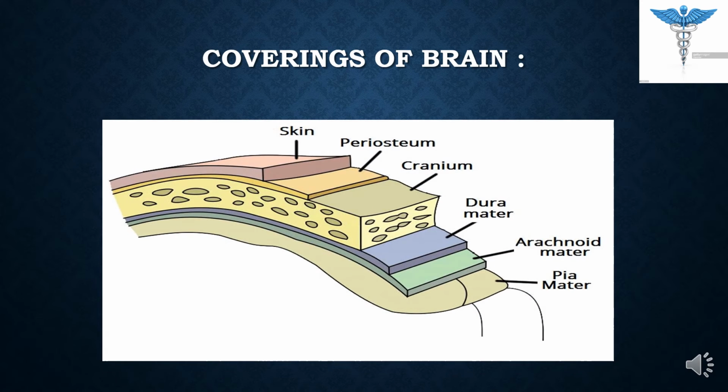The meninges are basically the covering of the brain. Outermost we can see the skin and then periosteum which is the covering of the cranium, and then we have three layers: the dura mater, arachnoid matter and the pia mater. These three layers cover the brain.